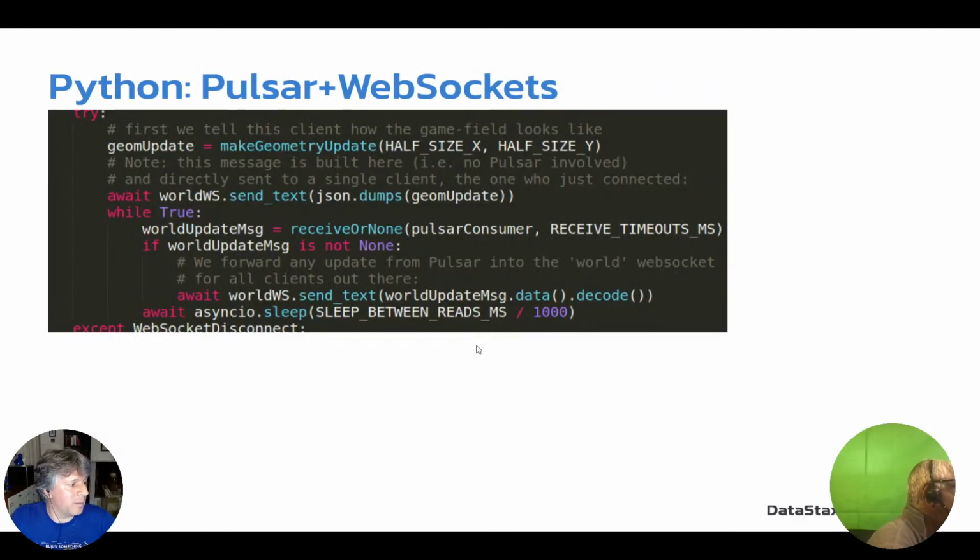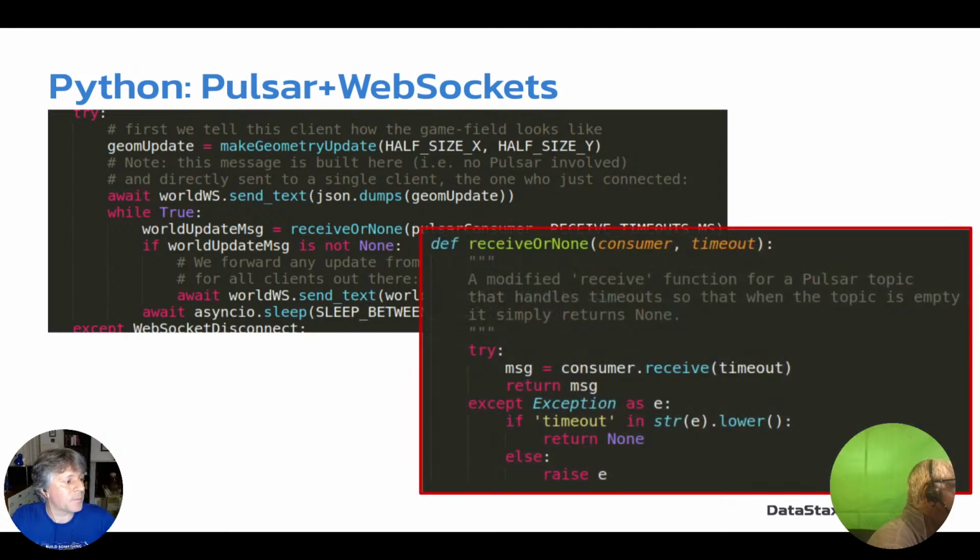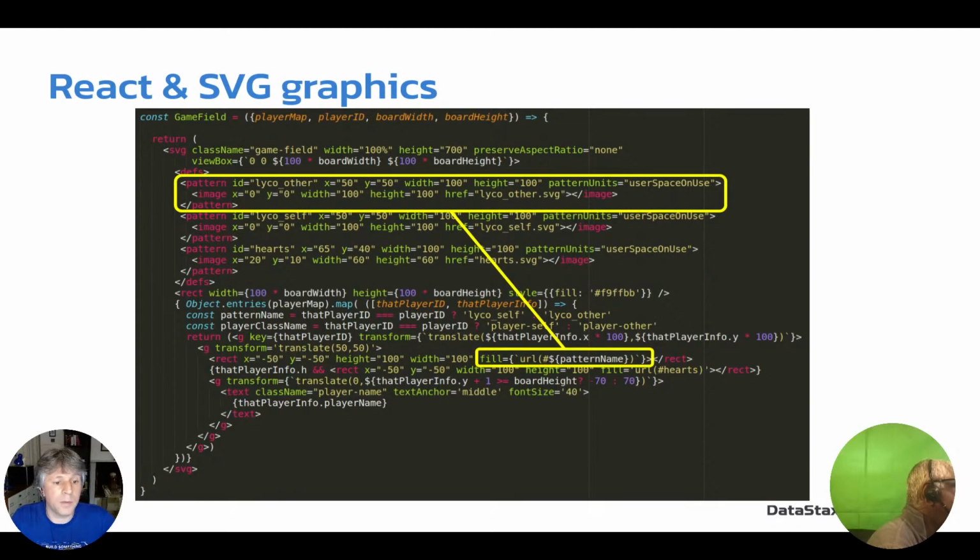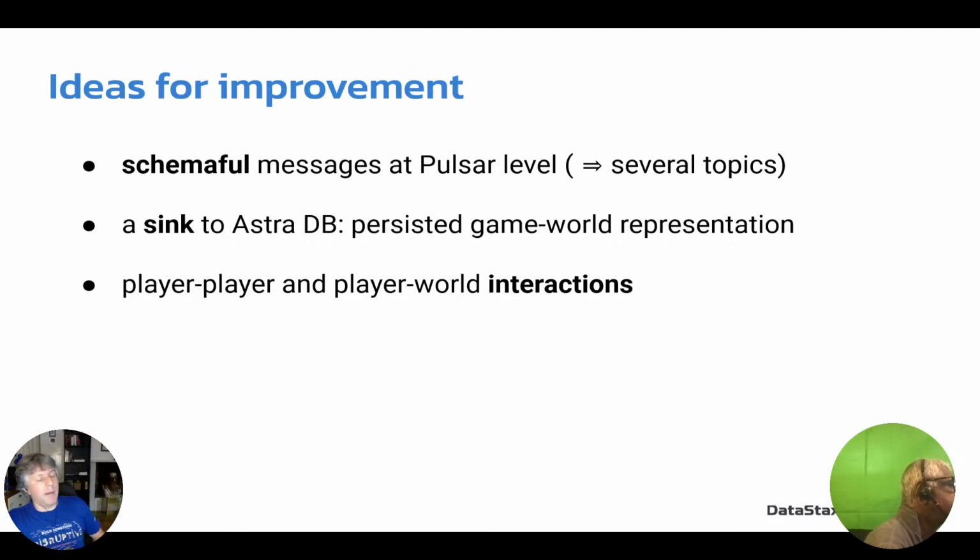Something about Python, Pulsar, and WebSockets. How do you do React graphics? At least, what is the trick we employed with React graphics? So there might be some possible directions for improving this game. The most ambitious one is to introduce player-player interactions and player-world interactions, which are not there, and that's because there is no DB, no persistent storage other than the topics, other than the streaming platform.